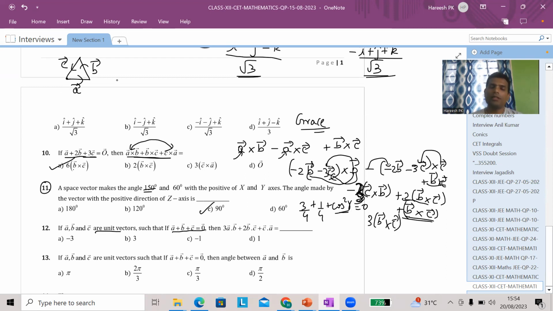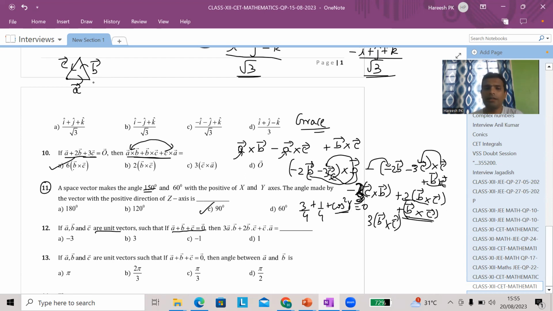So once you understand that this is an equilateral triangle, it becomes so easy. But there is a catch here. You should know what is the angle between A and B. Many students think because it's an equilateral triangle, the angle is 60 degrees. No, the angle between any two vectors is not 60, it is 120 degrees.